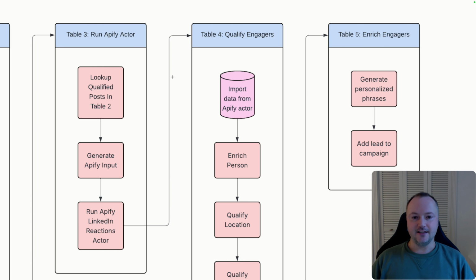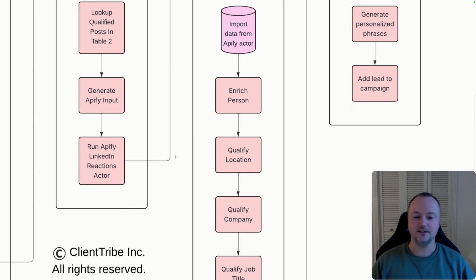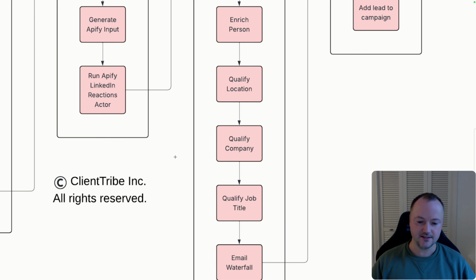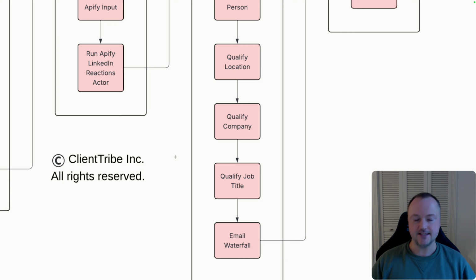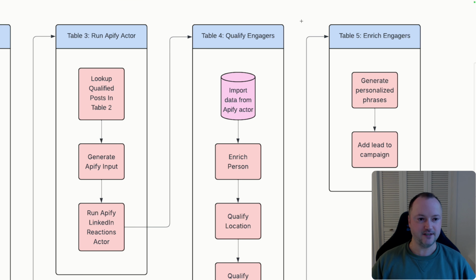And then what's going to happen is you're going to build this massive list of all of those people that are engaging with those other creators' posts, and you're going to qualify their location, their companies, and their job titles, and if they meet all of those criteria, you can run them through an email waterfall. And if you find an email that's valid for them, then you can send them into table 5. And table 5 is where you're going to have all of your personalizations.